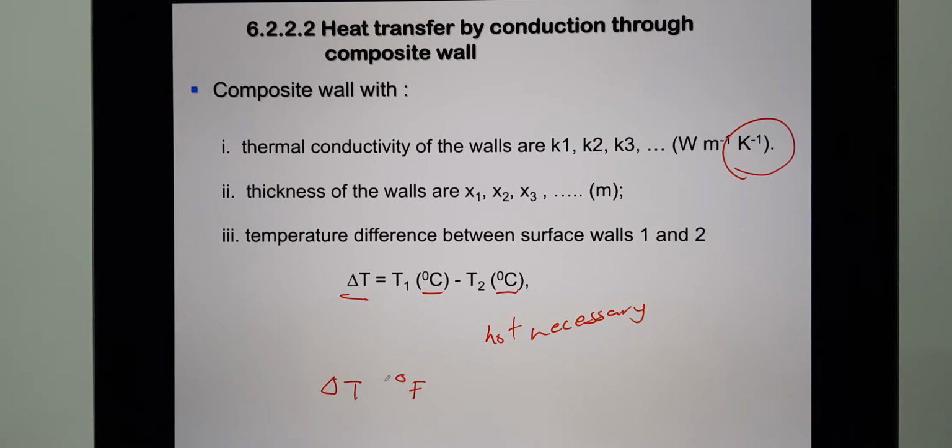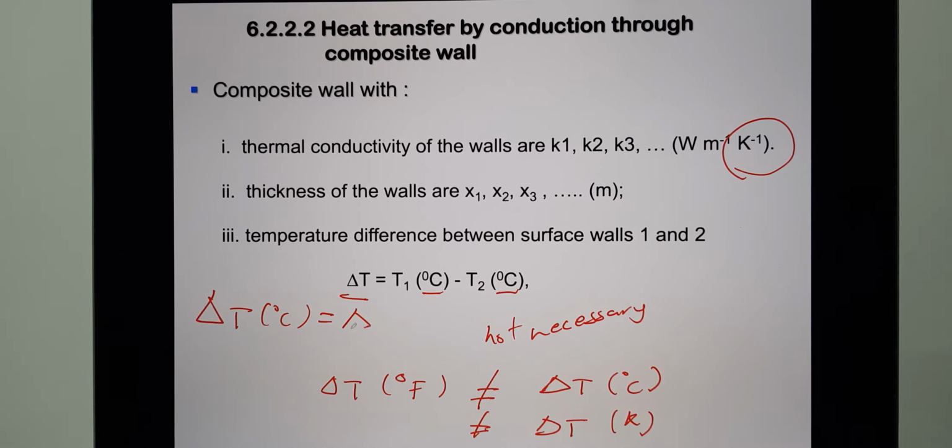But if let's say the temperature is in degree Fahrenheit, delta T in degree Fahrenheit is not equivalent with delta T in degree Celsius. It is also not equivalent with delta T in Kelvin. But delta T in degree Celsius has the same value as delta T in Kelvin. Okay, do you get that?